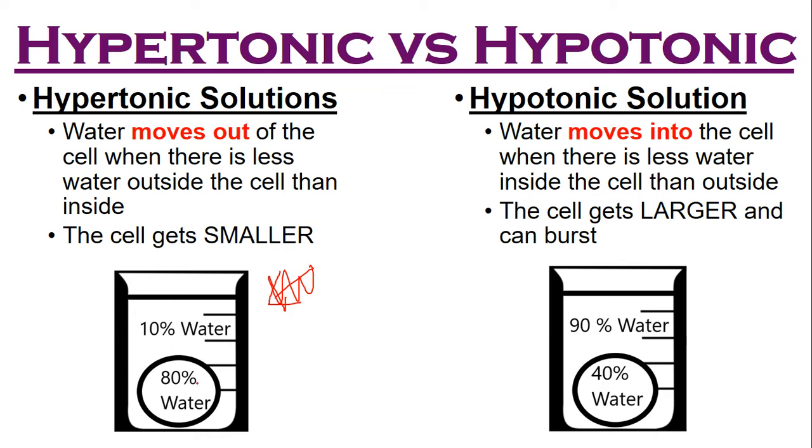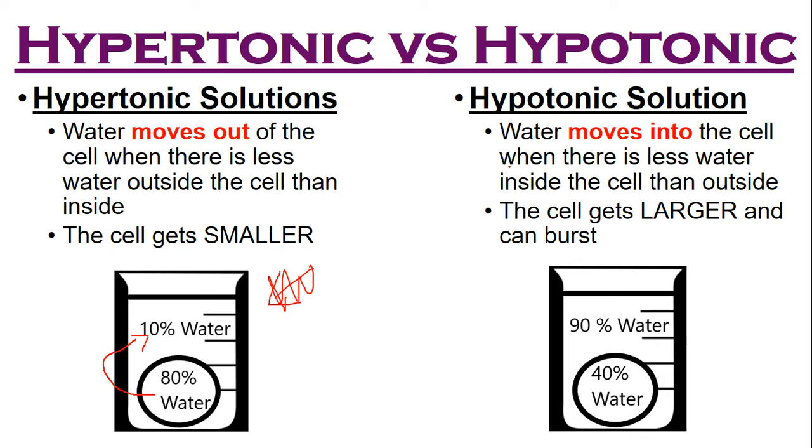We have a cell right here. It's 80% water. It's in a solution that is only 10% water. So there is more water in the cell than there is outside the cell. So when that happens, the water is going to leave the cell into the outside environment until it's equal. But when this happens, the cell is going to shrink or get smaller.